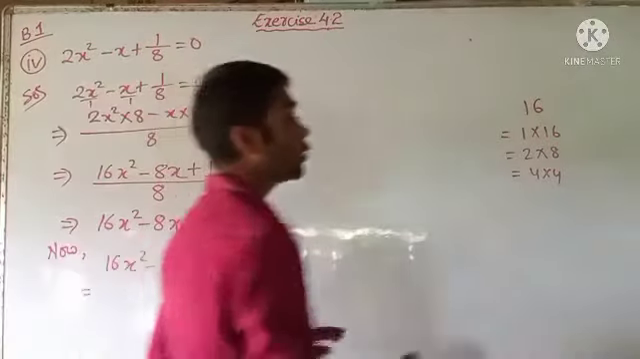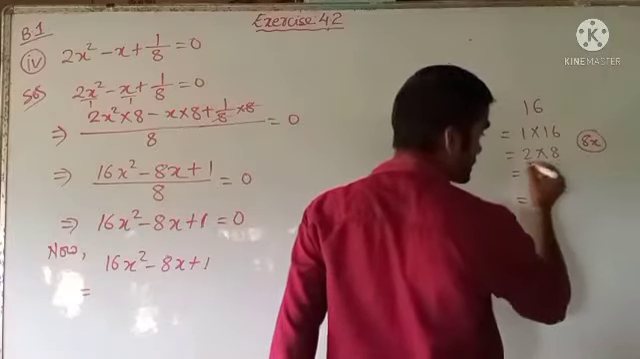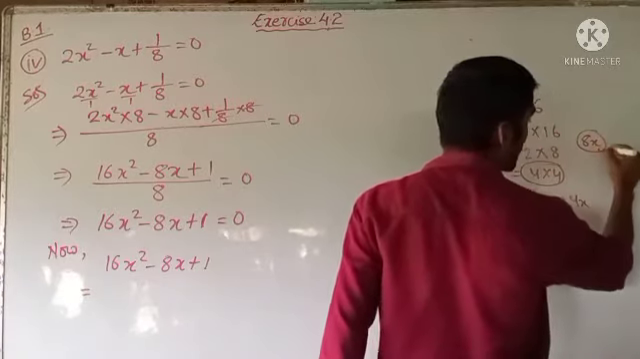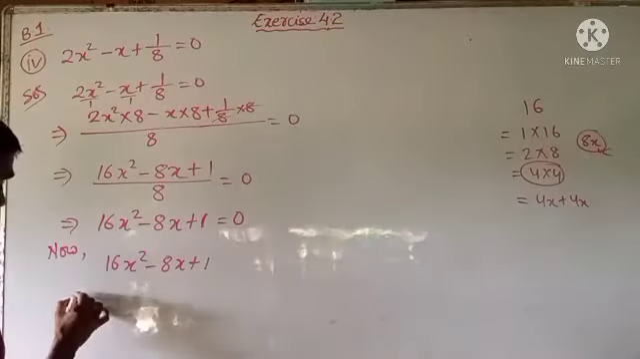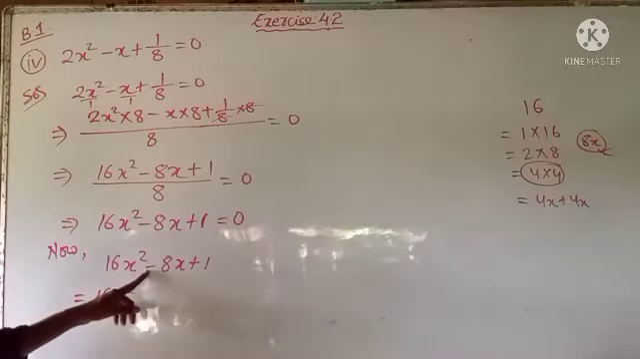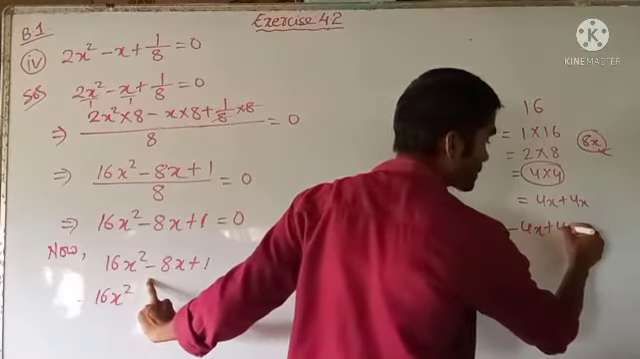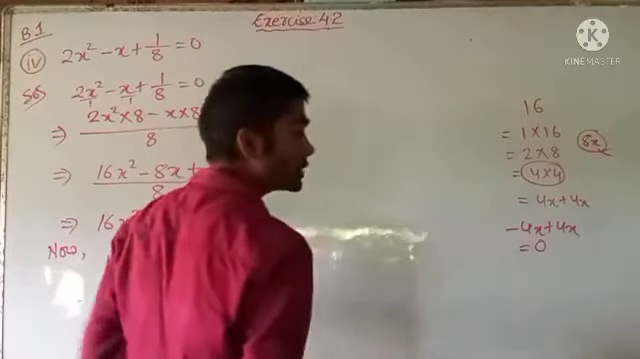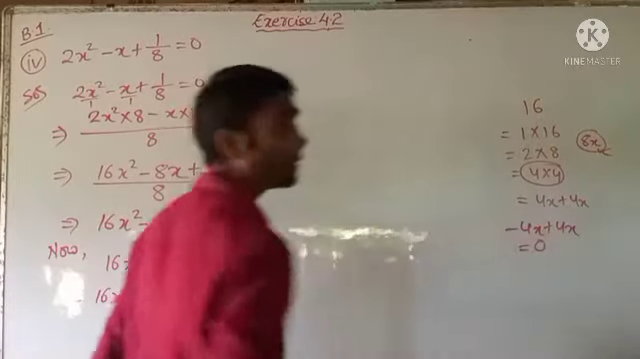So 8x. How can we get this 8x? Either by addition or by subtraction. Now here we can see that if we add these two, that is 4x plus 4x, we are going to get this 8x. So we'll take 4x plus 4x instead of this 8x. So here 16x square. Now here we can see that one minus sign is there. Now if we write here minus 4x plus 4x, then the value will change into 0. So what we will do is we will change this plus also into minus. That means minus 4x minus 4x.